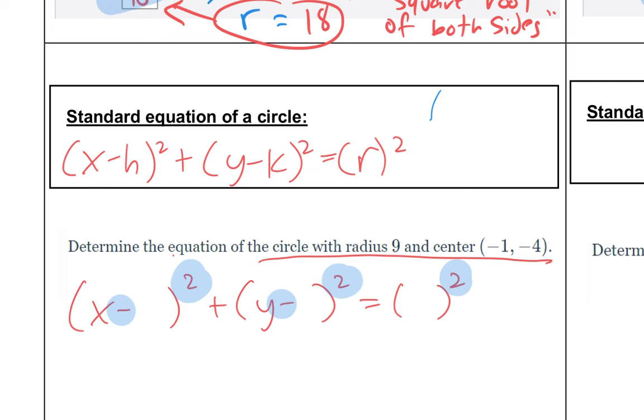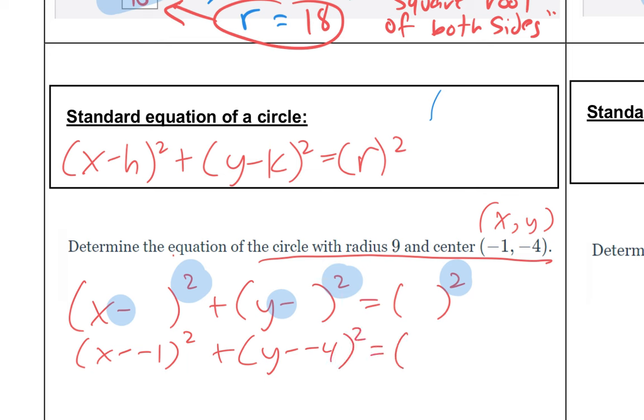Now let's just substitute in. Remember this is x comma y, so that's going to be x minus -1, squared, plus y minus this y value of -4, close it, squared, equals the radius of 9, and then squared. So that's what we're going to do. The first step is we're just going to set it up. The second step is we're going to simplify.